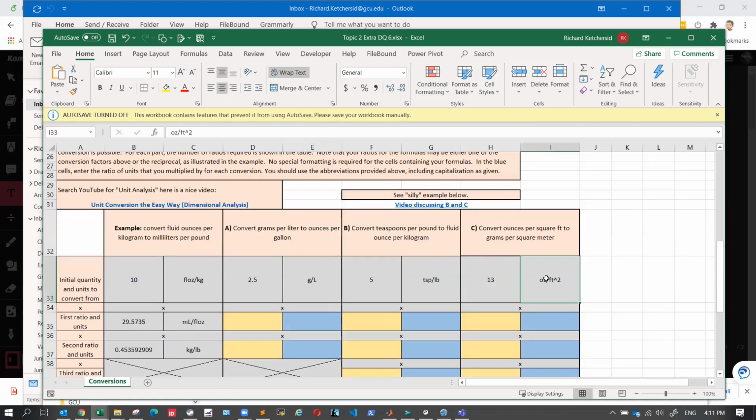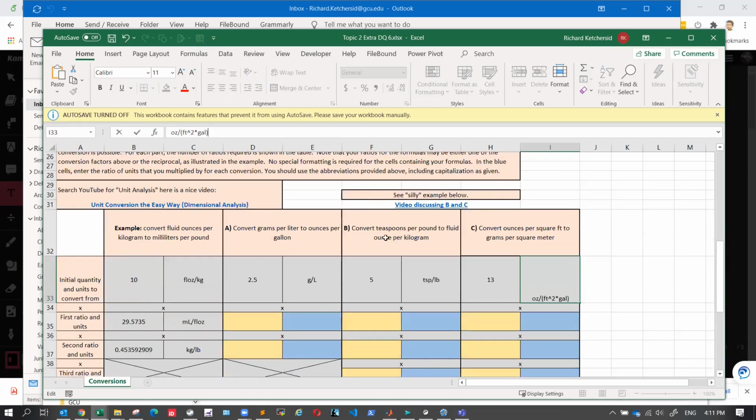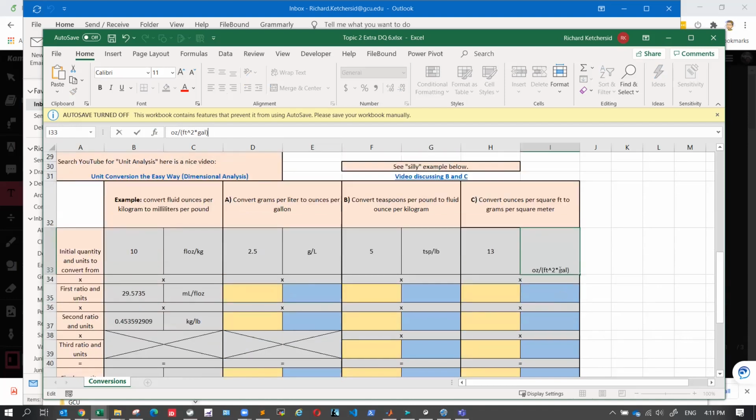So here, I'll change this to something a little weird. Let's say that I have ounces per feet squared per gallon. By the way, when you do your sheet, make sure you use exactly the same notation. For gallon, we use little gal, for gram, little g, and liter is a capital L. That's part of the credit. So there's an example similar to that.